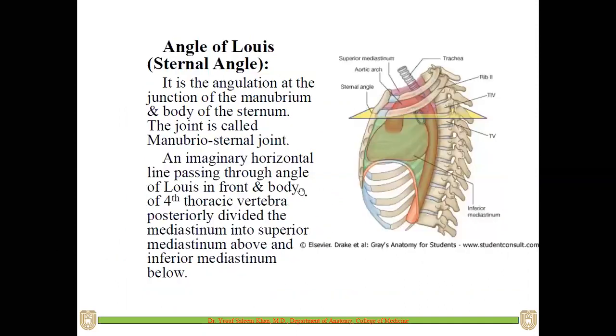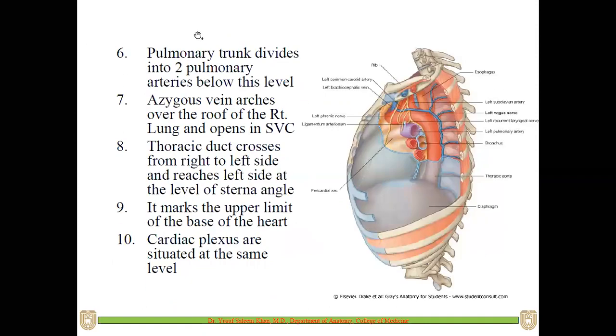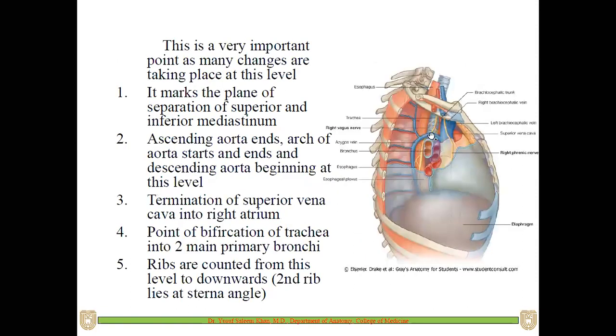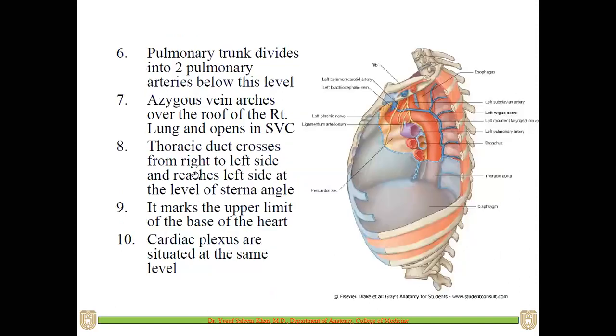Ribs are counted, so the second rib is counted from here, and all other ribs. The pulmonary trunk divides into two pulmonary arteries at the same level. The azygous veins end into the superior vena cava at the same level. The thoracic duct will be behind.